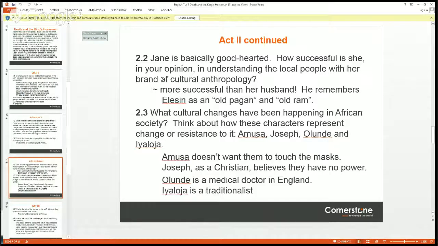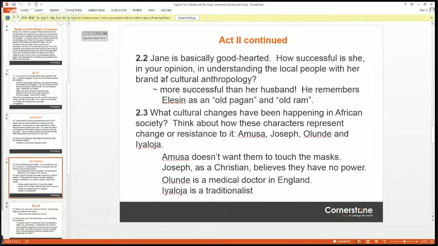Okay, now Olunde is Elesin's son. This is the eldest boy of the horseman, the king's horseman, Elesin. And it's very interesting because the district officer thinks he's been so kind because he helped him to send Olunde to London, and he's qualified there as a medical doctor. That's a wonderful thing to do.